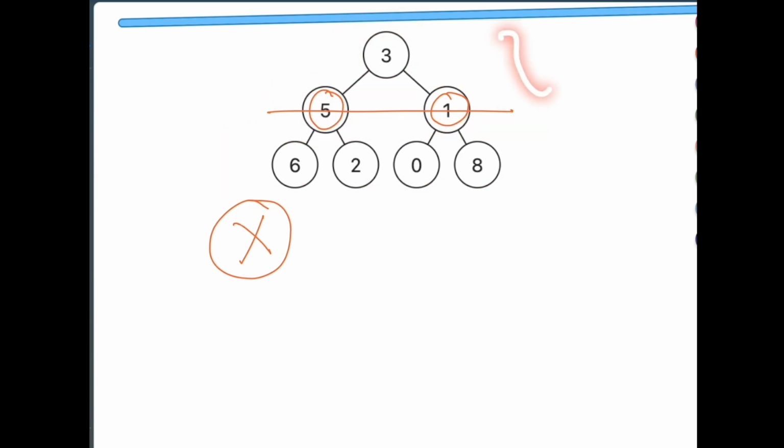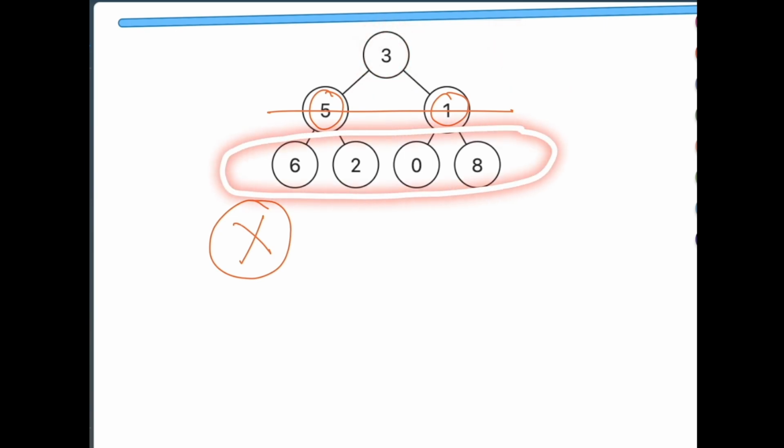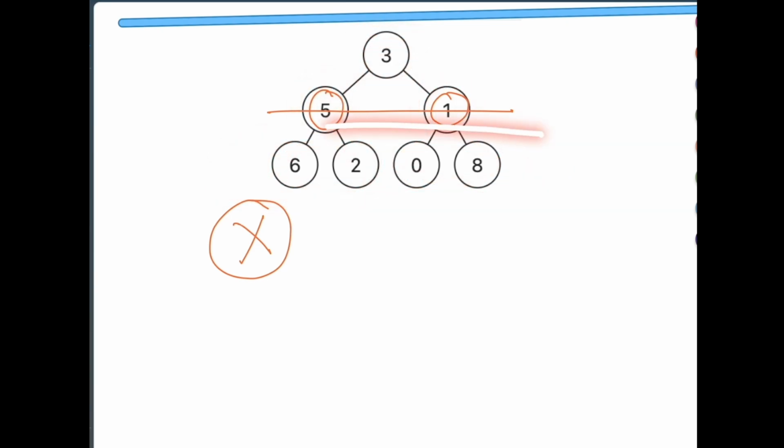So the answer for this particular tree is going to be 3. The reason for this is that for all the deepest nodes, 3 is our common ancestor. 5 and 1 are the ancestors for 6 and 2, and 0 and 8, but they are not common for all the deepest nodes. But 3 is common, right?